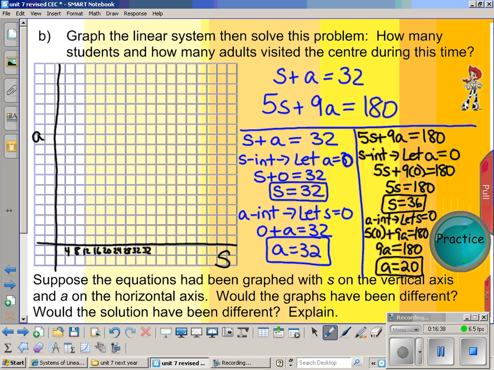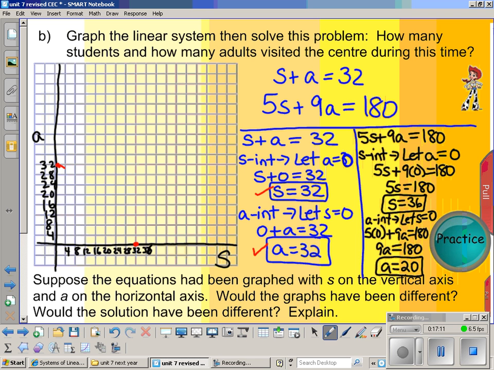So now what you do is you graph the intercepts of each one. So S is 32, A is 32. So at 32 and 32, we put our points, and then we join those points together. 36 and 20. When S is 36 and A is 20, we join, and now we have an intersection point.